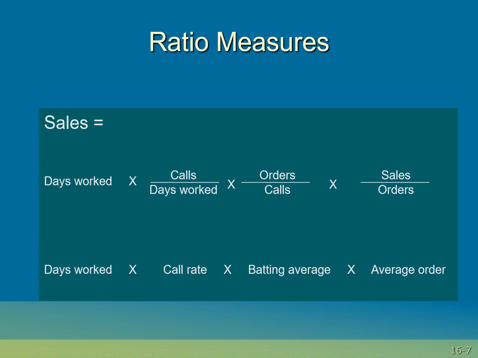We can divide that into different components. We can look at the days worked. How many days did you work? And of the days worked, how many calls did you make? Calls divided by days worked. And then of all the calls you made, how many of them resulted in orders received. So orders per calls. And then we also look at the total sales divided by the total number of orders you received.